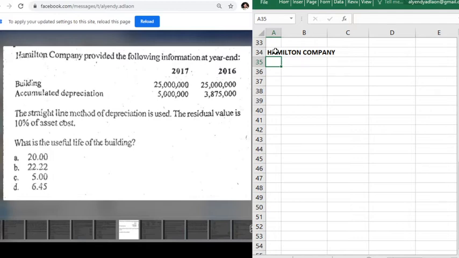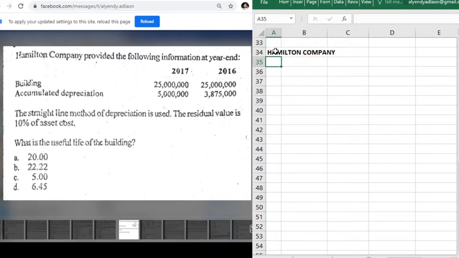So, of course, there was a depreciation expense that was added during the year 2017. The straight line method of depreciation is used. The residual value is 10% of asset cost. Now, what is the useful life of the building?